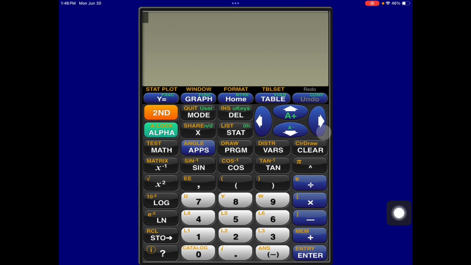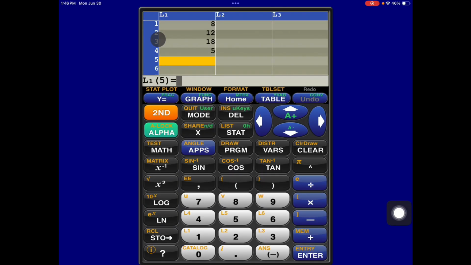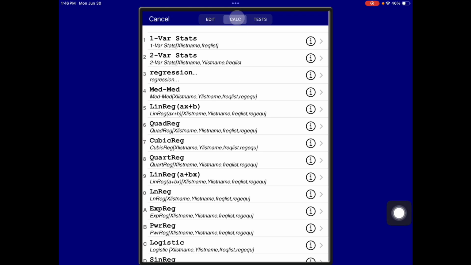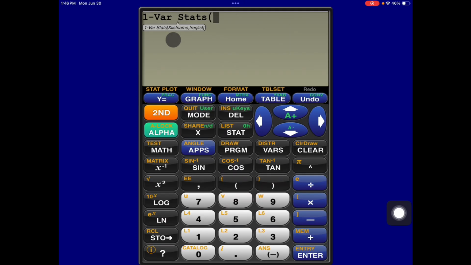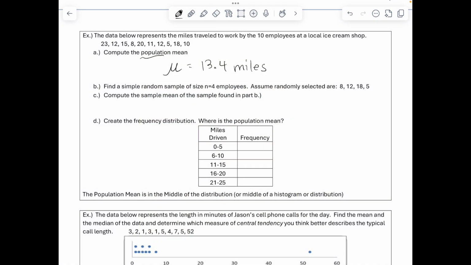On your graphing calculator, you need to go to Stat, Edit, and enter in all your values into L1. This only has 4 numbers that you need to enter, but double check to make sure they're entered in correctly. Next, your Stat button again. Scroll right to Calc, go to 1-Var Stats, and select Enter, and you'll get your results. And for our sample mean, we use the notation x̄, and our sample mean from the calculator is 10.75 miles.